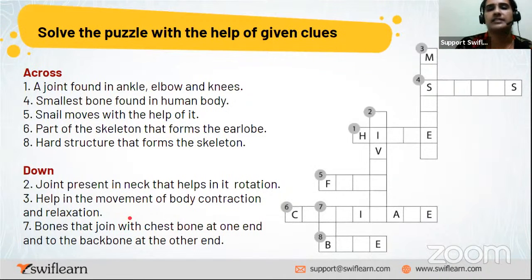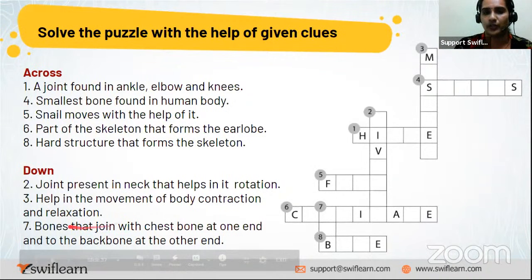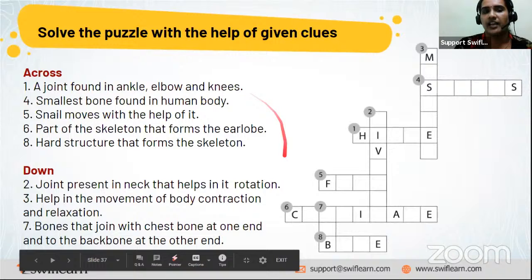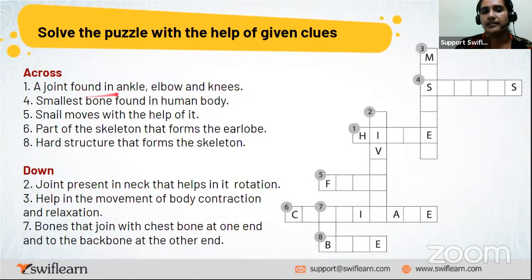Okay, solve the puzzles with the help of the given clues. Some of the clues are given here. Can you find the answer? A joint found in the ankle, elbow, and knees. Which joint is that? It will be coming here. Hinge joint. Yes, it is a hinge joint.